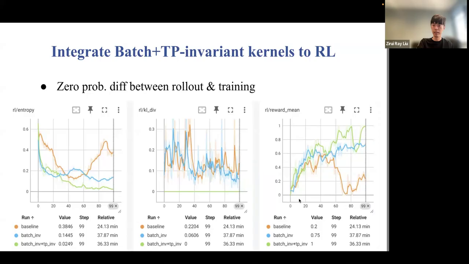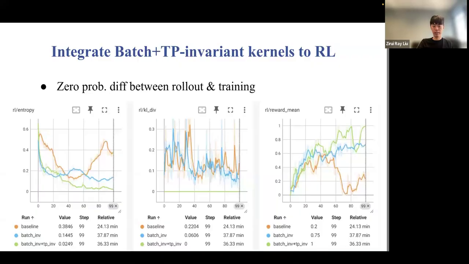You see the green line here, the KL divergence between the train and the rollout is a straight line. That means it is zero. And also, if you don't have precision mismatch, your reward will actually grow faster, and your training is more stable. But again, there's no free lunch. With this approach, our method introduces significant overhead, like 50% overhead compared to the baseline. So again, no free lunch.